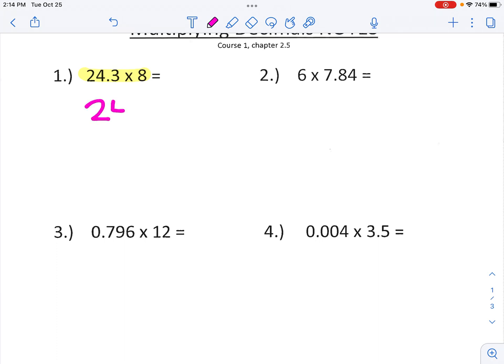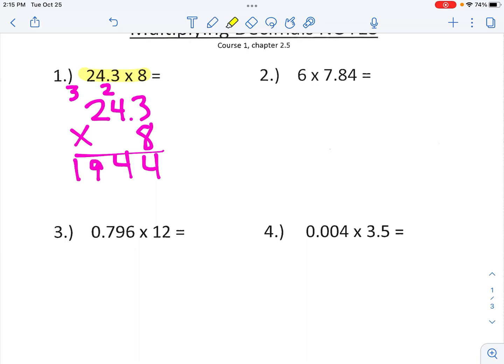Always put the number with more digits on the top and the number with the fewest digits on the bottom. So right now we're just going to ignore the decimal and we won't worry about that until we're finished multiplying. So 8 times 3 is 24. 8 times 4 is 32. 32 plus 2 is 34. 8 times 2 is 16. 16 plus 3 is 19.